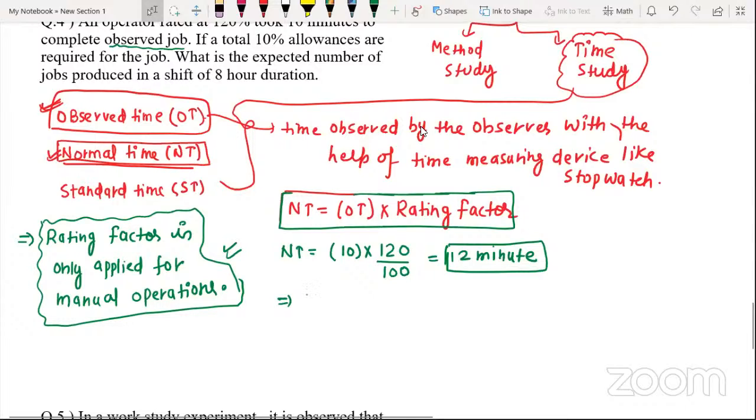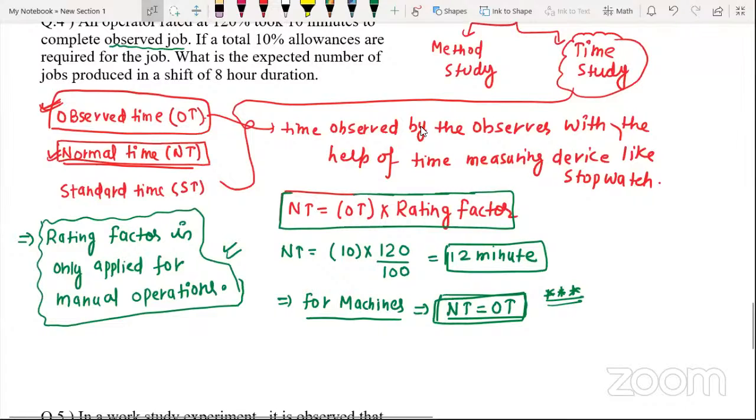So you can say that for machines the normal time is equal to the observed time. There is nothing like a rating factor for machines. But for manual operations we have to take the rating factor or performance rating, and it is just like efficiency. So you have got the normal time, that is 12 minutes. Now we will find the standard time.